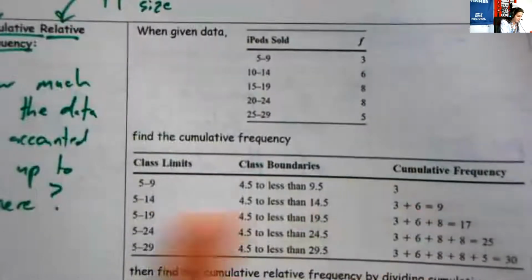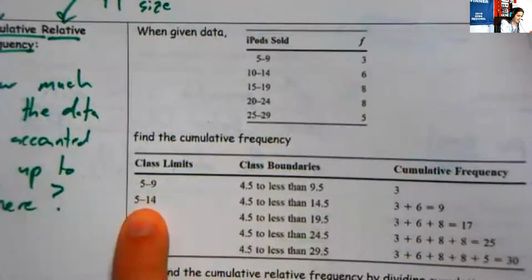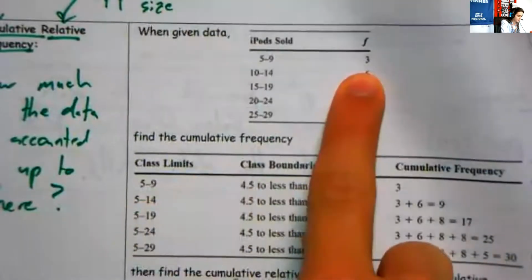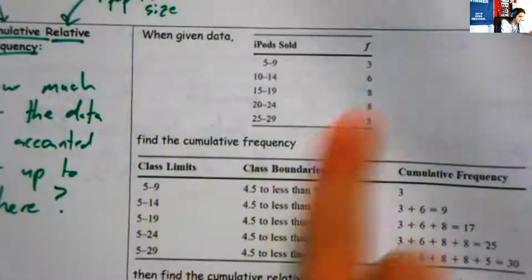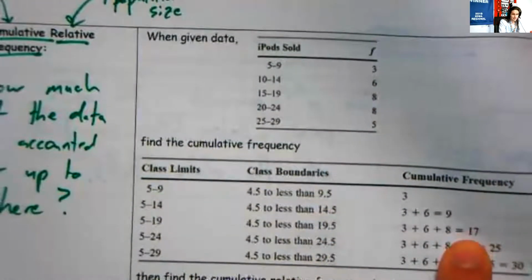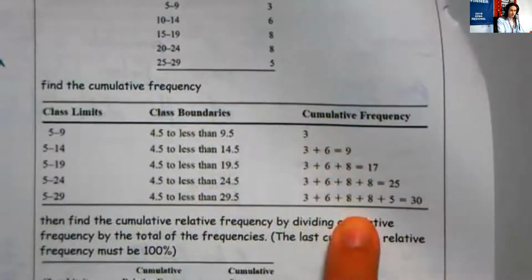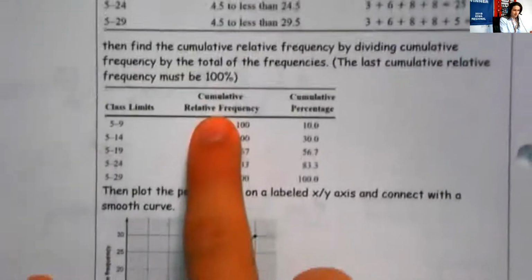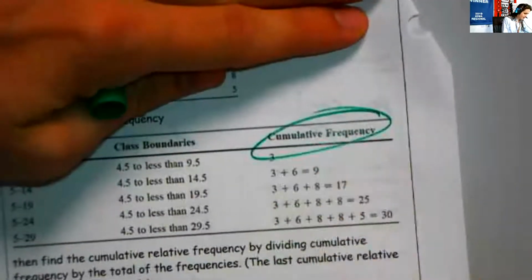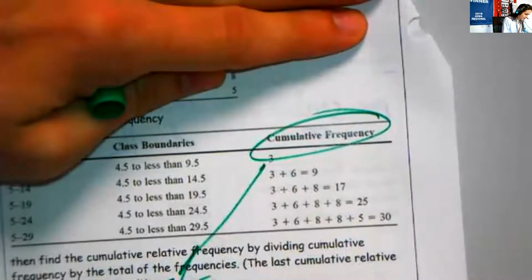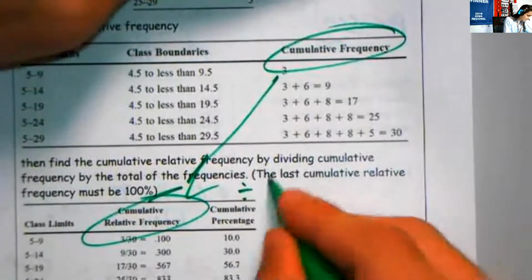Cumulative frequencies say, okay, how many are accounted for up till 9? Okay, 3. How many accounted for up to 14? 3 and 6 makes 9. How many accounted for up till 19? 3, 6, and 8 make 17, etc. So we can find cumulative frequency by adding up totals. We can do cumulative relative frequency. How do we get from cumulative frequency to cumulative relative frequency? We divide by your totals.